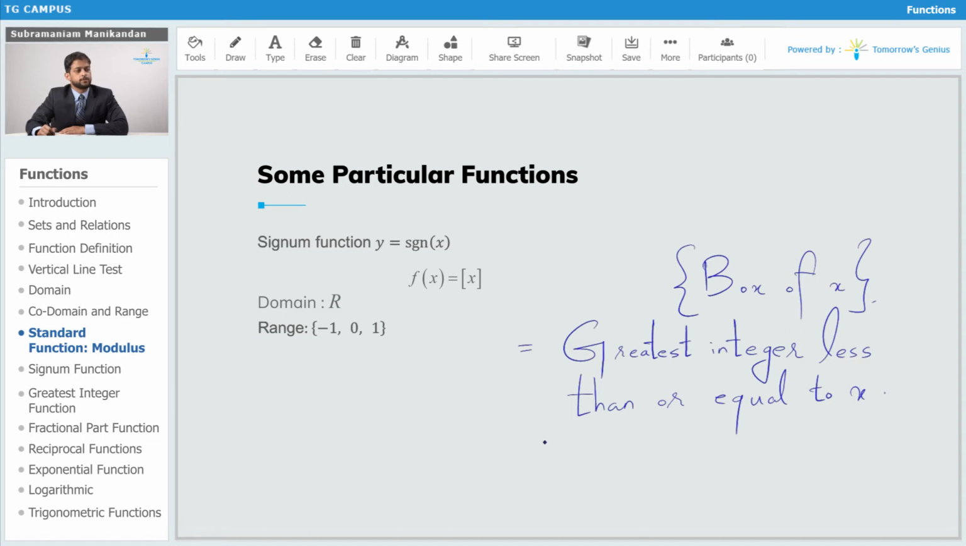So therefore this is equal to n minus 1, where x is between two integers n and n minus 1, or it is simply equal to n, again where n is an integer.